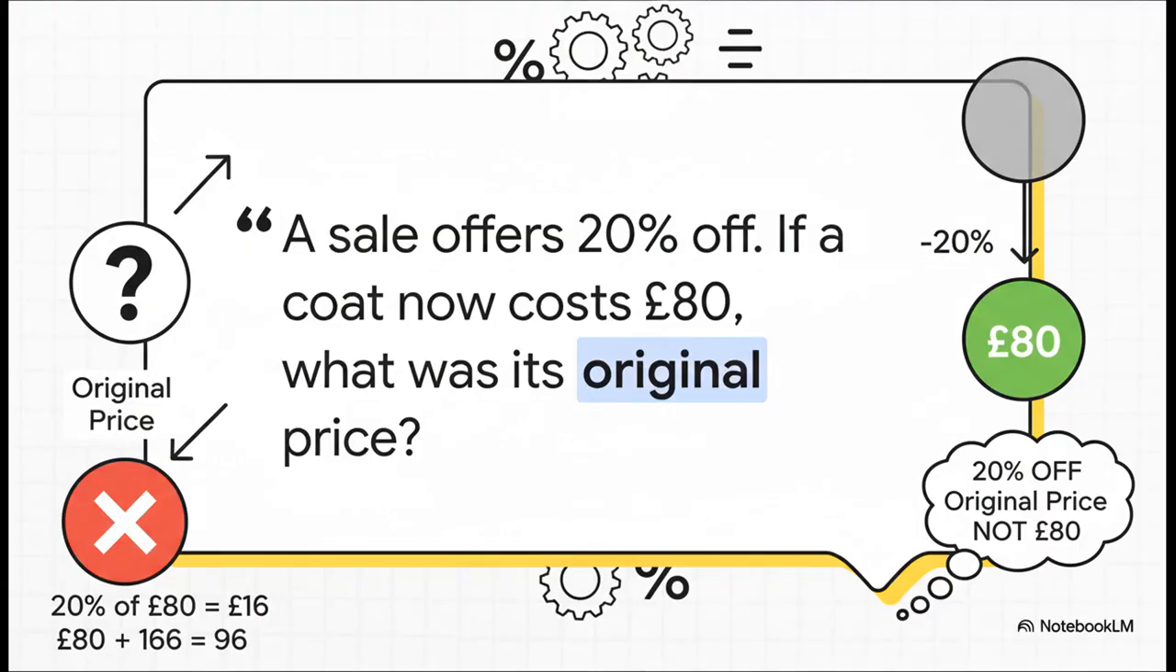Ah, the reverse percentage problem. This question is a classic trap, and it catches so many people out. The most common mistake is to find 20% of £80 and just add it on. But that's completely wrong. Why? Because that 20% discount was taken from the original price, the one we don't know, not the new sale price.